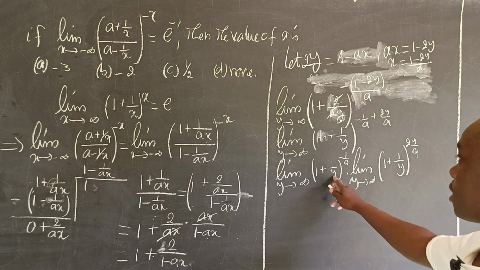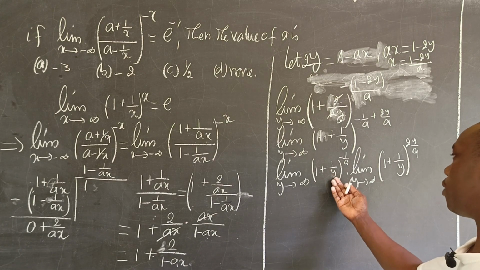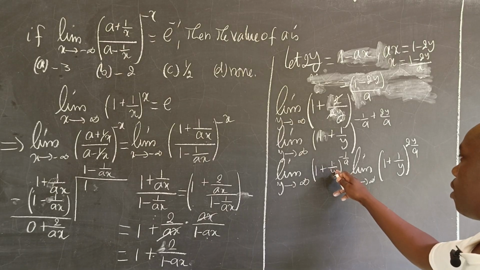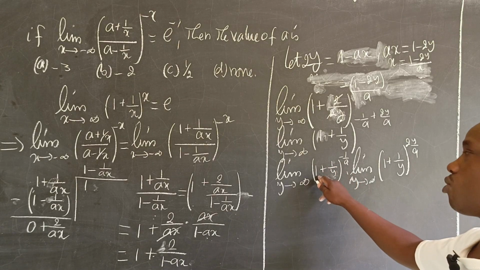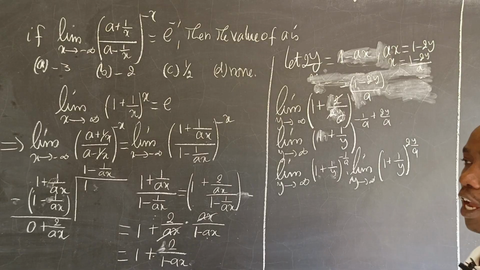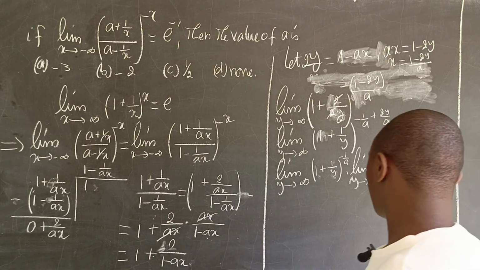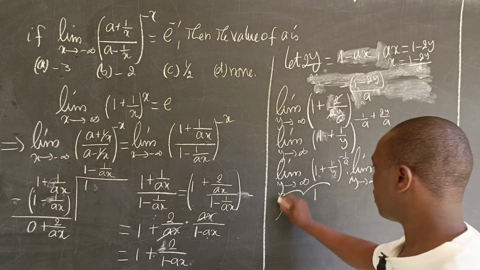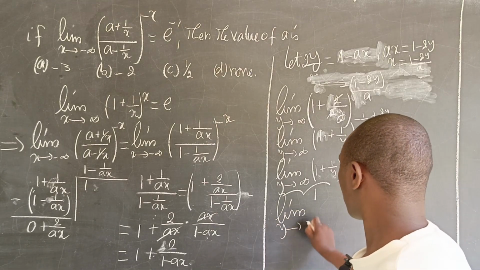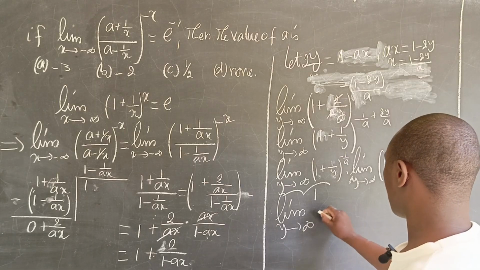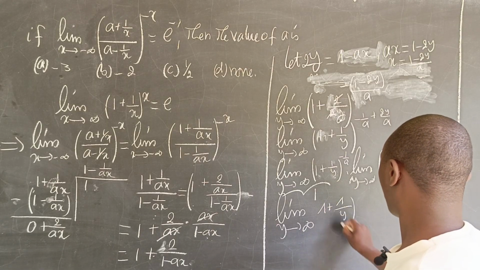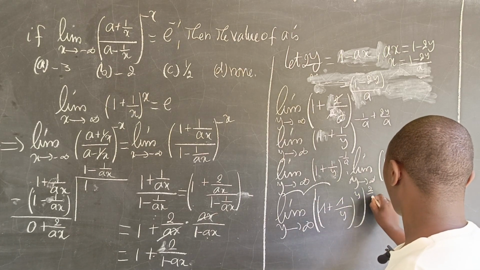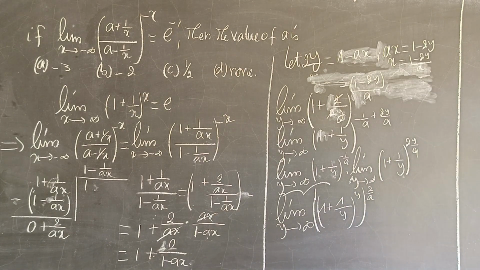Okay, replacing y by infinity, we'll be having 1, because 1 plus 1 over infinity, 1 over infinity is 0, 0 plus 1 is 1, and 1 to any power is 1. So this is 1, and you stay with this limit as y approaches infinity. This can be written as (1 plus 1 over y) power y, all power 2 over a.